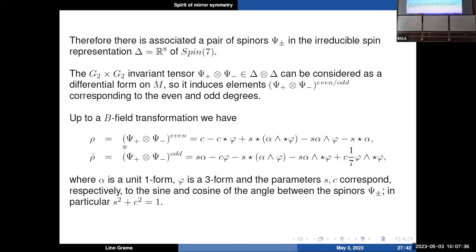Okay, we have the even degree spinors, with degrees 0, 4, 6, and the hatted one will be the spinors of odd degree: degree 1, degree 3, degree 5, and degree 7. Here alpha is a unit 1-form, phi is a 3-form, the usual 3-form of the G2 structure, and S and C correspond to the sine and cosine of the angle between these two spinors. In some cases this angle is pi over 2, or it depends on the situation.